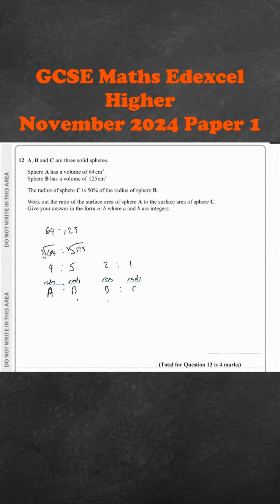So what I'm going to do is multiply both A and B by 2 on this one and by 5 on this one, so that we get 8 to 10 ratio and 10 to 5 ratio. Therefore, we get 8 to 5 is the ratio of the radiuses of A compared to the radius of C. But we don't want the radiuses, we want the areas. So what we're going to do is square both these numbers. And so what we're going to get is 64 to 25 is our ratio.